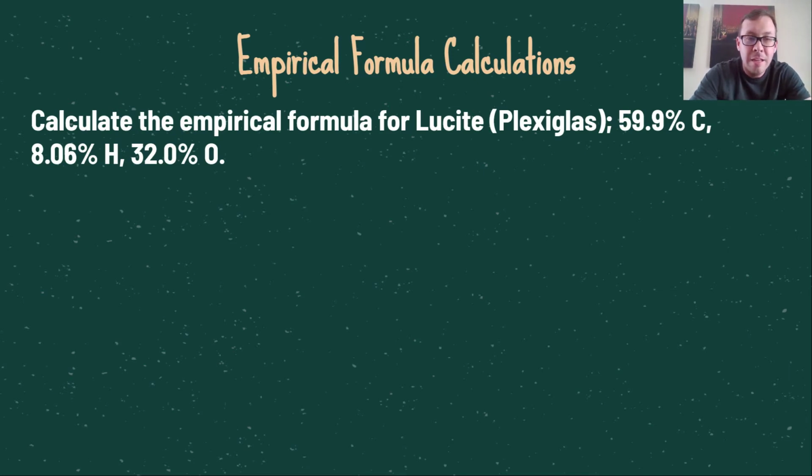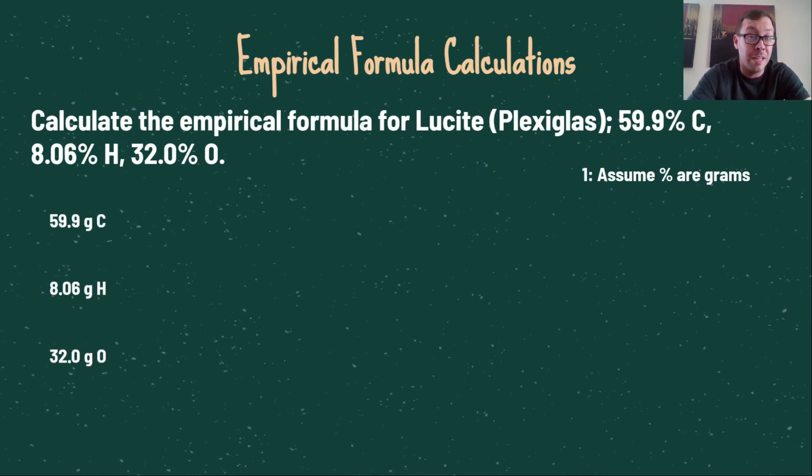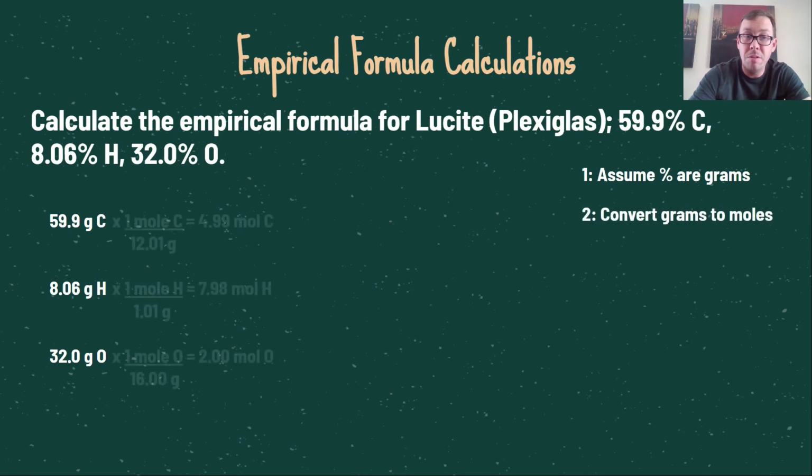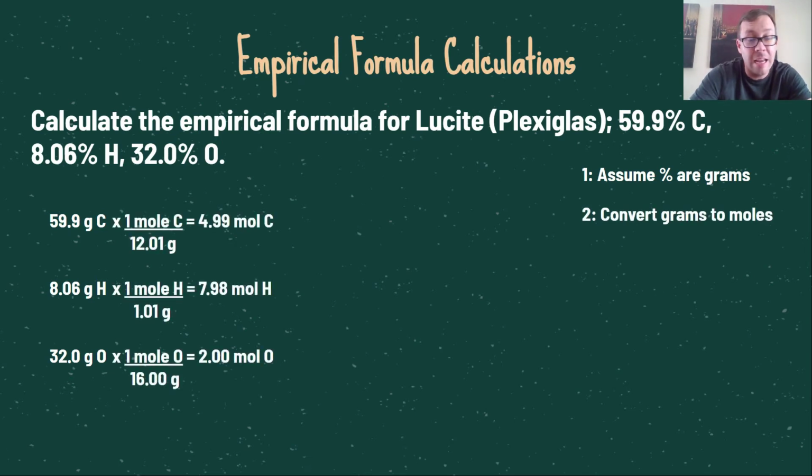So step number 1 is to assume that our percentages are grams. So we're going to go ahead and do that. We're going to give our percentages, we're just going to convert them to grams. Step 2 is convert grams to moles. So we use the molar mass on the periodic table. Again, no diatoms here. So we get 4.99 moles of C, 7.98 moles of H, and 2 moles of oxygen.